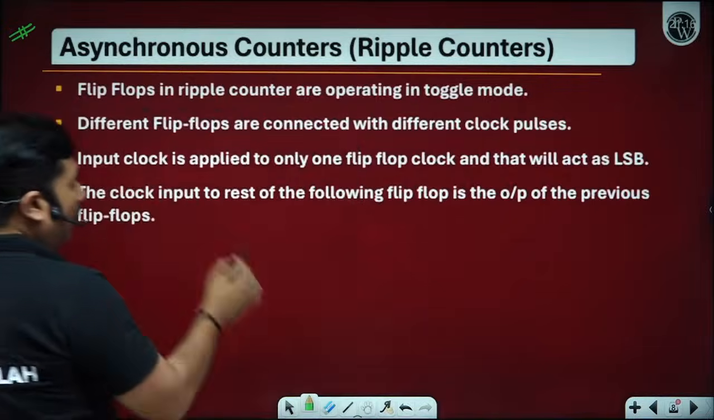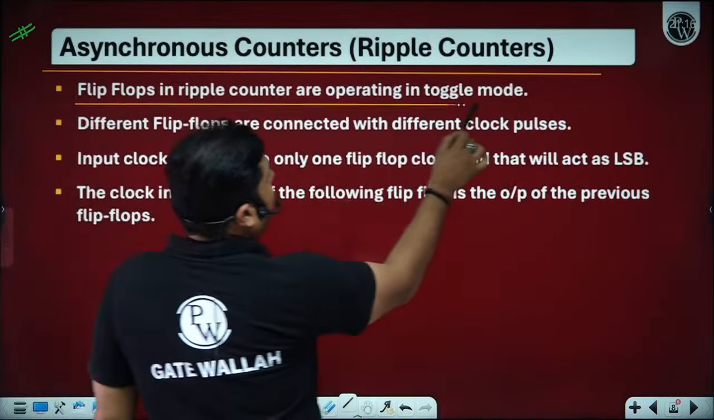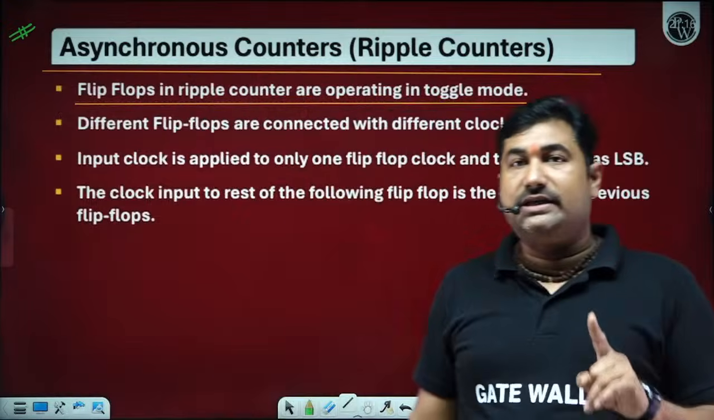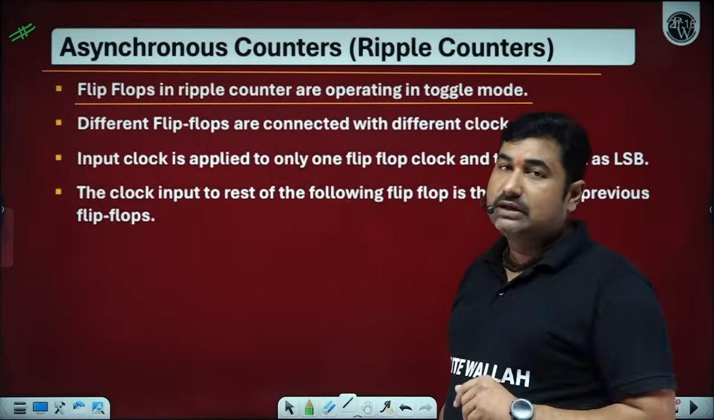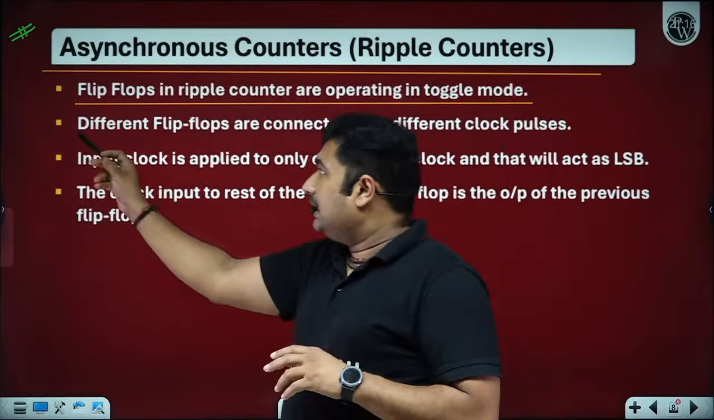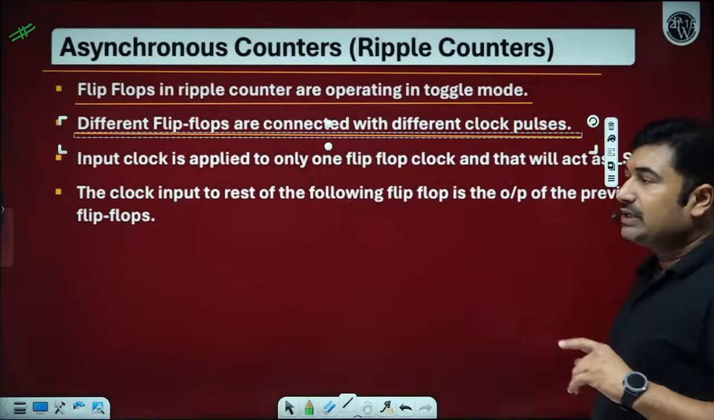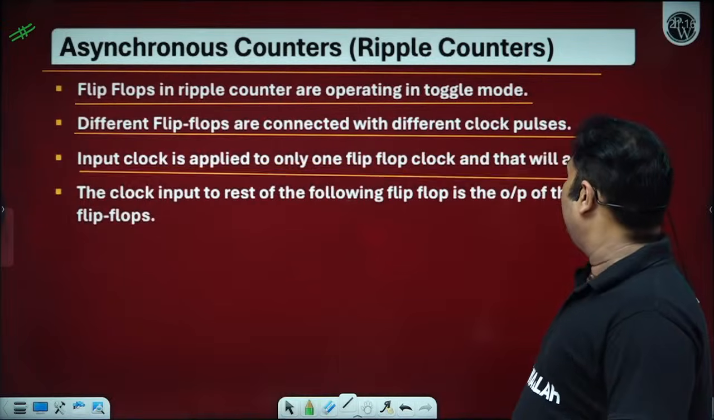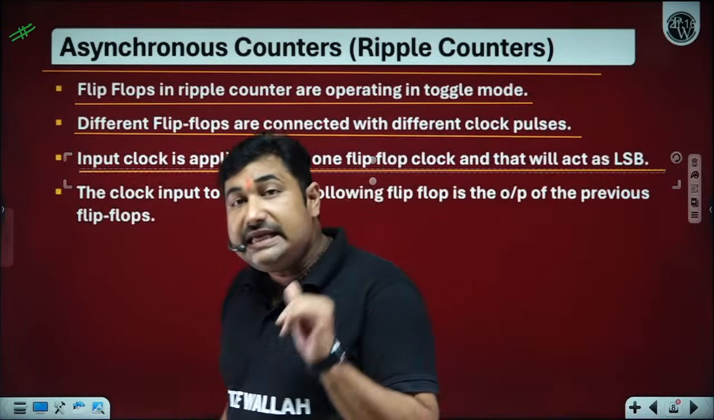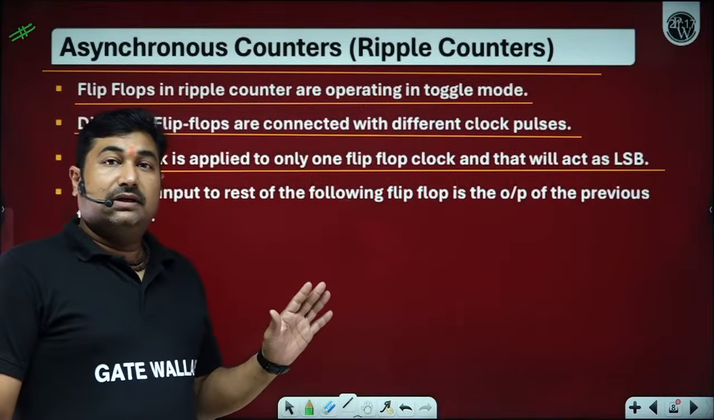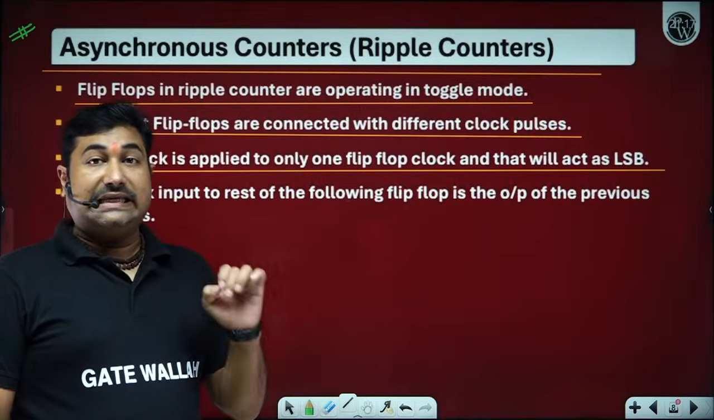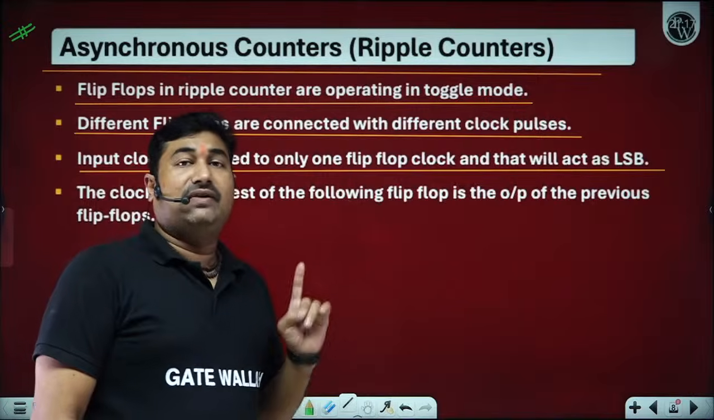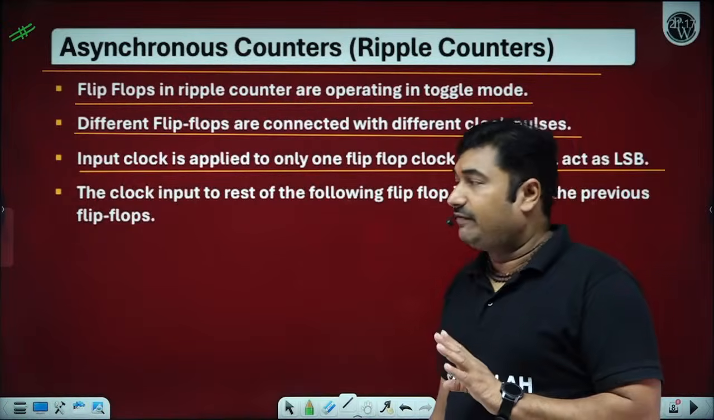Please observe here. All the flip-flops in a ripple counter are operating in a toggle mode. Different flip-flops are connected with different clock pulses. Input clock is applied to only one flip-flop and that will act as the least significant bit. Very important. Input clock pulse in a ripple counter is connected with only one flip-flop, that will act as a least significant bit.